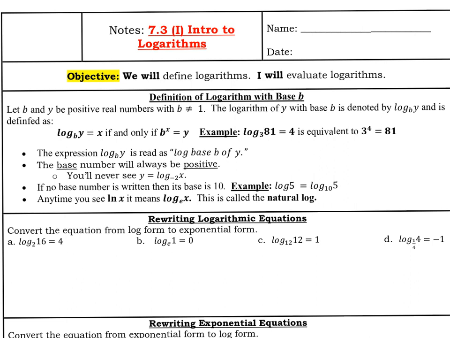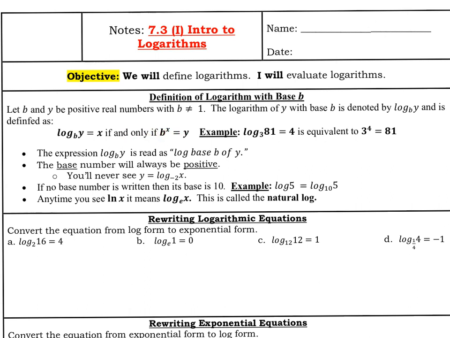So a logarithm is kind of a funny sounding word. But in short, it's the inverse of an exponential equation, okay? So a logarithm is defined by this right here. So you have log, and this little b is called your base. So log base b of y equals x if and only if b to the power of x equals y.